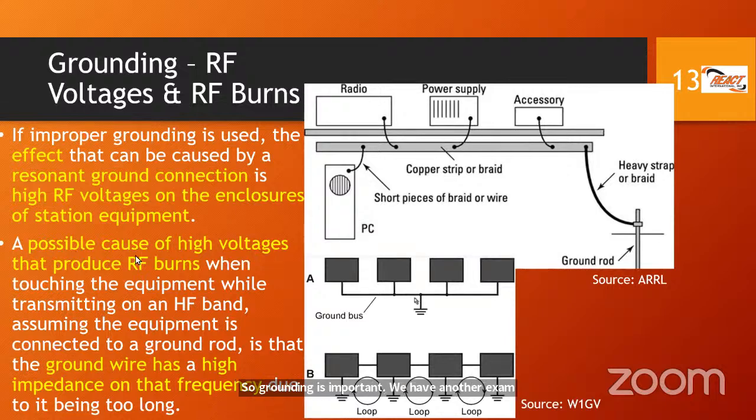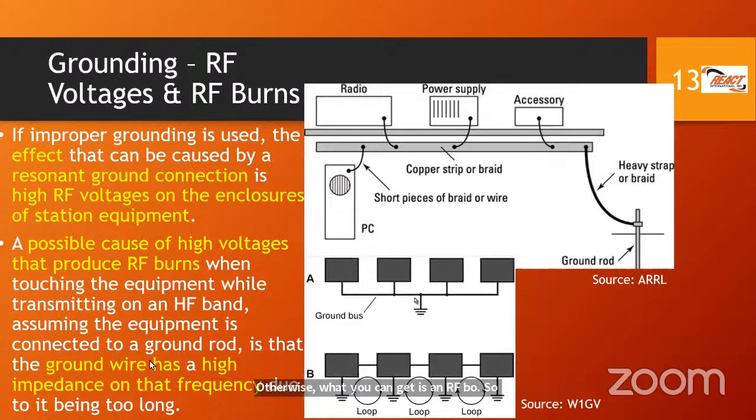We have another exam question here as well. A possible cause of high voltages that produce RF burns, right? So if you touch this radio and you get an RF burn, it could be because this ground wire here has a high impedance on the frequency that you're using. So the idea here is that this ground strap that goes from this common ground copper strip to the ground rod, this strap here, we need to make it short, we need to make sure it's a heavy gauge, and we need to make sure it does not present a high impedance for the frequency that you're operating. Otherwise, what you can get is an RF burn.